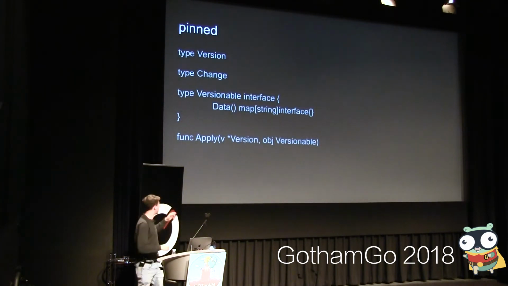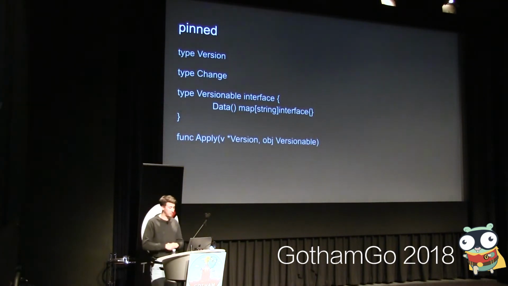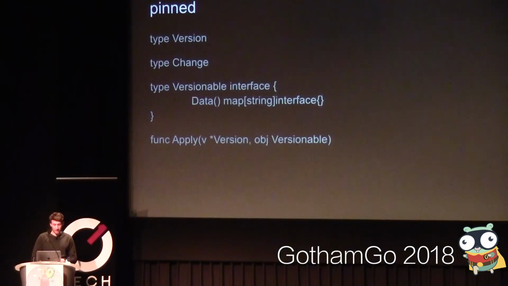So I made another library. It's called Pinned. These are all available on GitHub. I'll pass links afterwards. And this is very similar to how I thought through the snapshotting, right? So we have a version, a change, and then we're taking advantage of Go's interfaces, right?